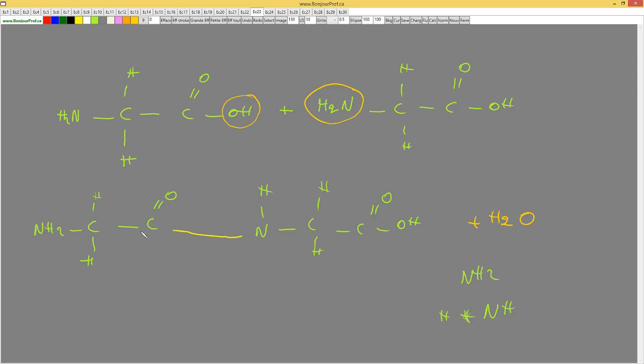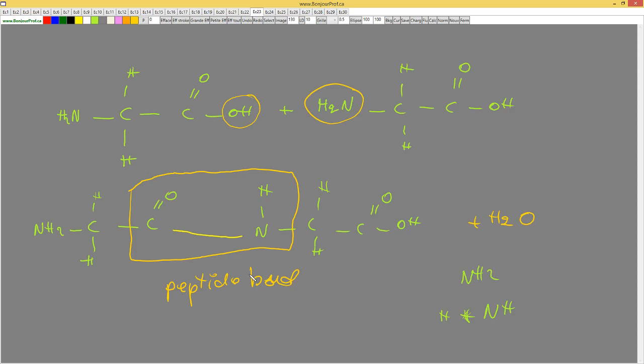So this bonding, we call it a peptide bond. This one here, this carbon, when it bonds to the nitrogen, we call it a peptide bond. And this is how the water is expelled. It is produced.